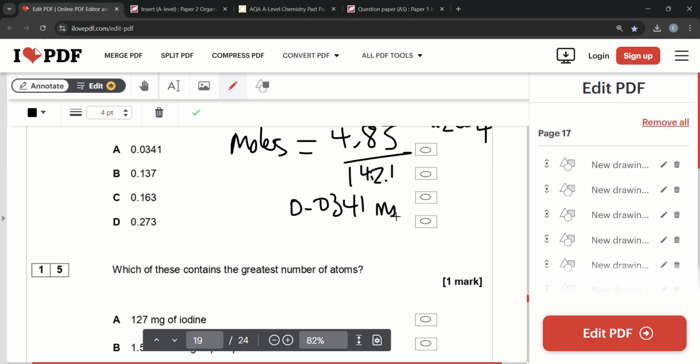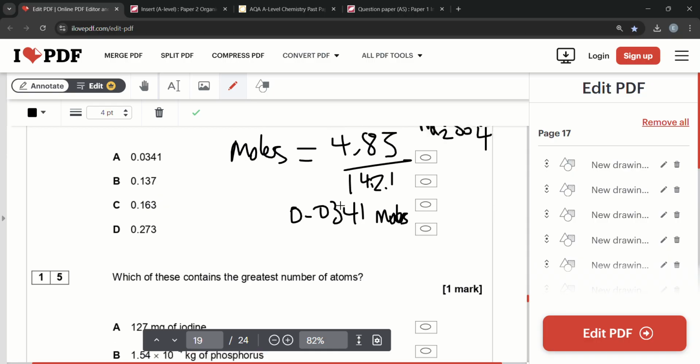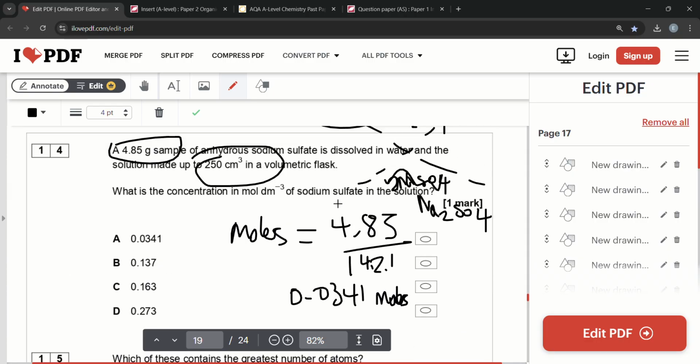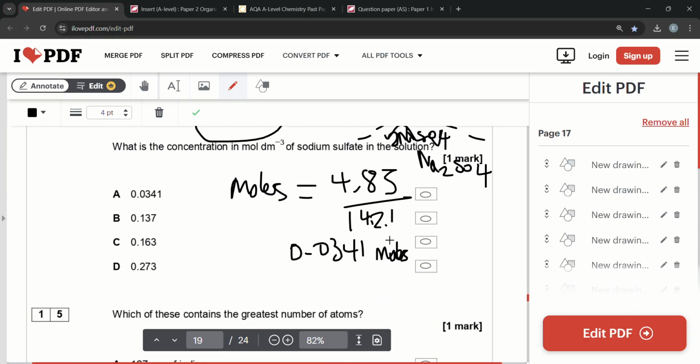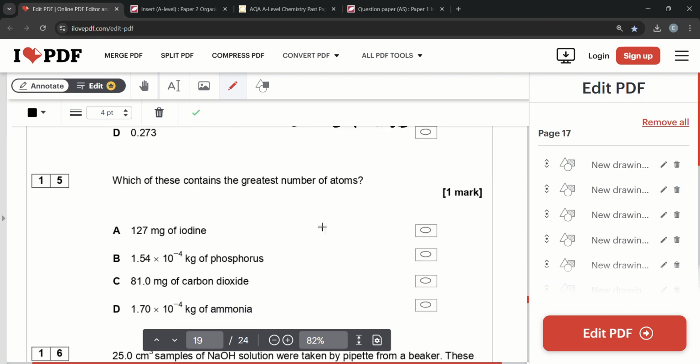0.0341 moles. And remember, concentration is moles divided by volume. But I want the volume in its correct unit, so 250 times 10 to the power minus 3. I should get 0.137. So B.